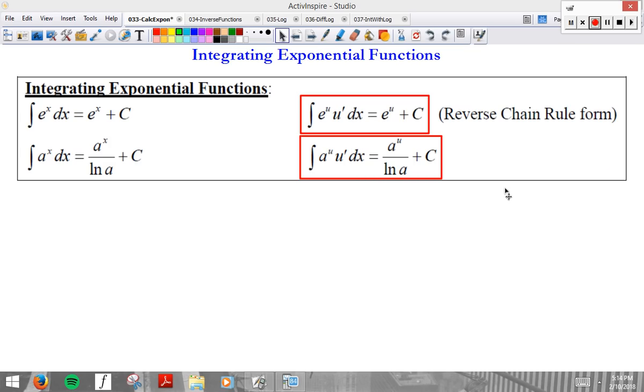We're going to continue our discussion of the calculus of exponential functions in lesson 7-2 with integrating exponential functions. So, as we talked about yesterday, the derivative of e to the x is e to the x. So that means the integral of e to the x is e to the x. The antiderivative of e to the x is e to the x.